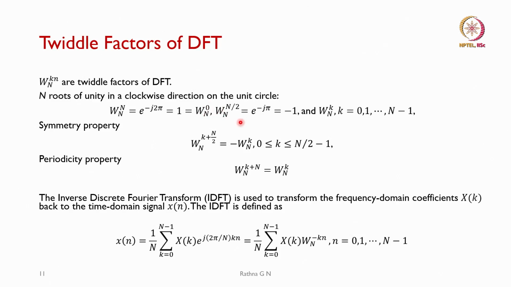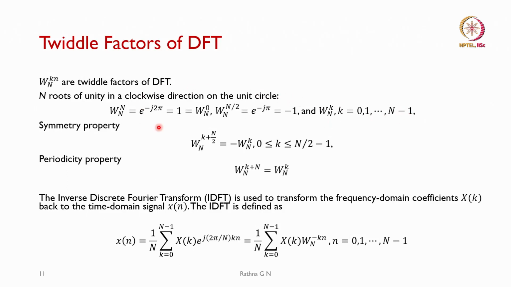So, and then the center point, what we will check is W n at n by 2, which is equal to e power minus j pi, which is nothing but minus 1, and W n k, we call it, takes the other values as k is equal to 0 to n minus 1.